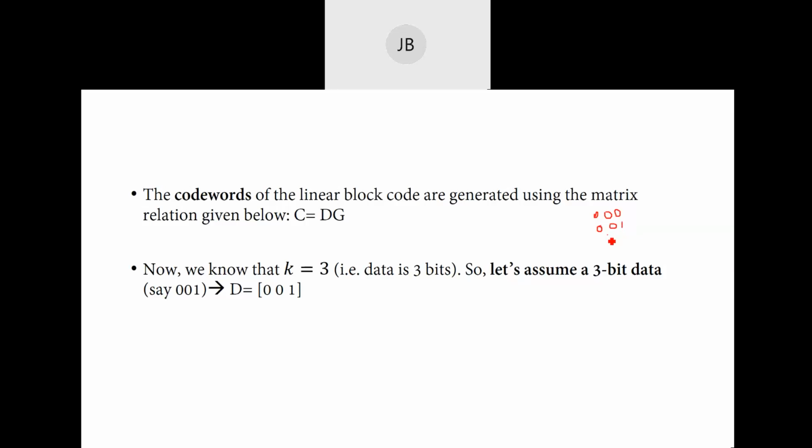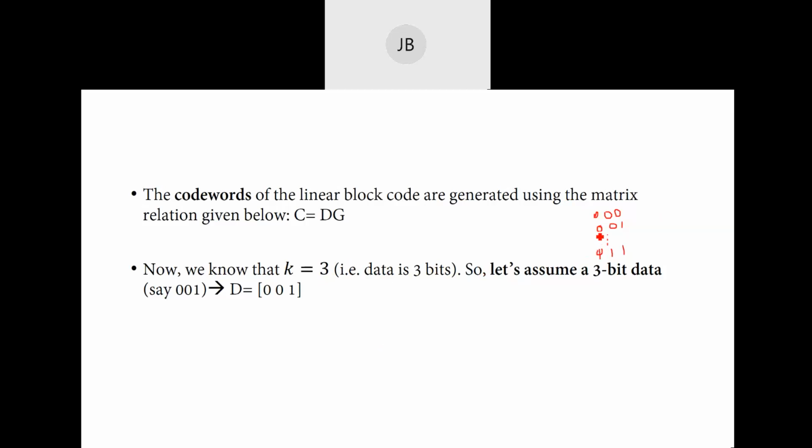Similarly, we can have many, 2 power k minus 1 combinations, or finally we have 1, 1 and 1. So with the k bits, we can have 2 power k minus 1 combinations, that is from 0 to all ones. So we need to pick any one of these data.